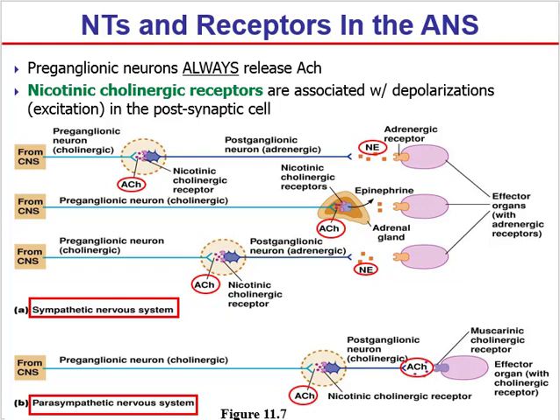Remember, most organs have dual innervation. There are a few exceptions, and I'll let you guys read about that from your long version of my slides. We already mentioned the fact that preganglionic neurons always release acetylcholine. The nicotinic cholinergic receptors on the targets are therefore associated with depolarizations, or excitation. You may be noticing the terms adrenergic versus cholinergic here. Let's dive into that next.